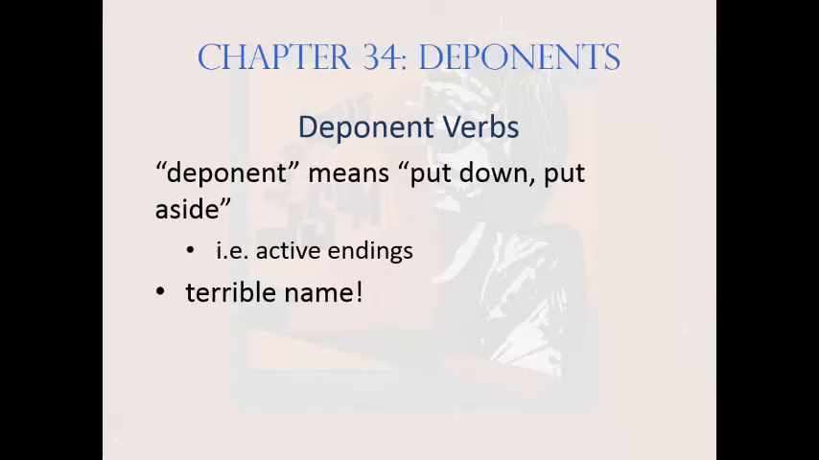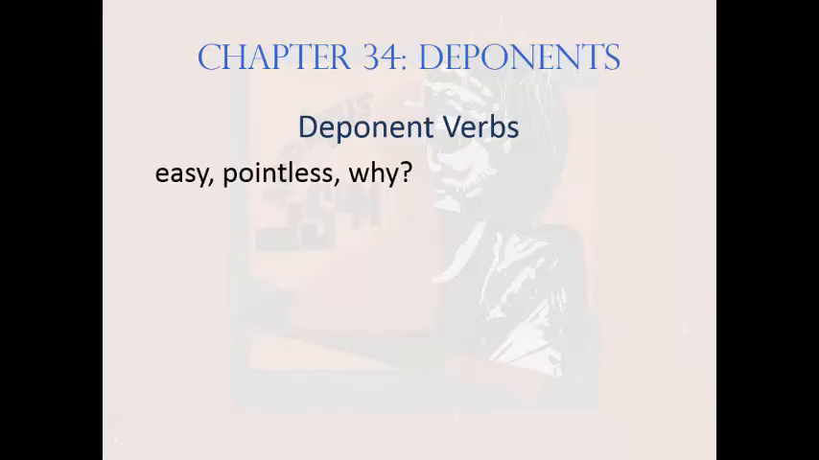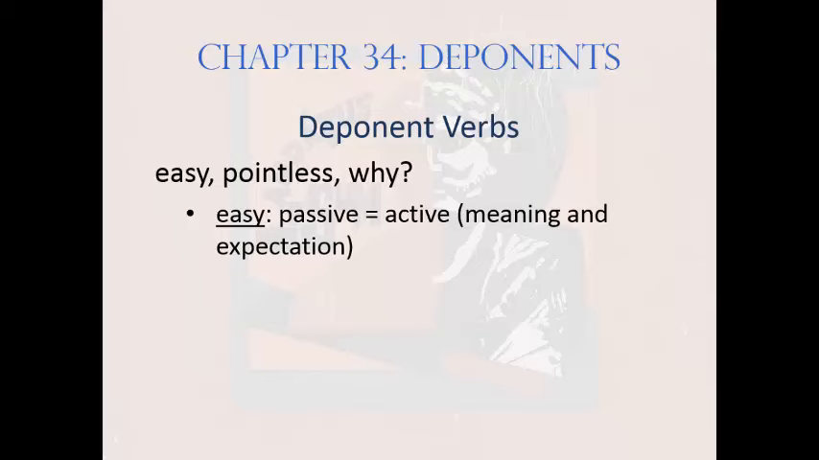Thus, a more accurate name for deponents would be something like passives pretending to be actives. Pseudo-actives? Okay, I don't know a better name for these verbs than deponents, but deponent isn't right. When I think about deponents, which I try not to do, 3 words come to mind: easy, pointless, and why. Easy, because passive equals active is all there is to it. Active in both meaning and expectation, of course, but that's what active means.